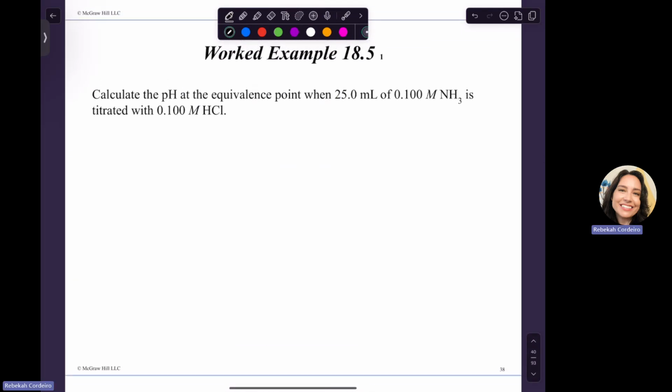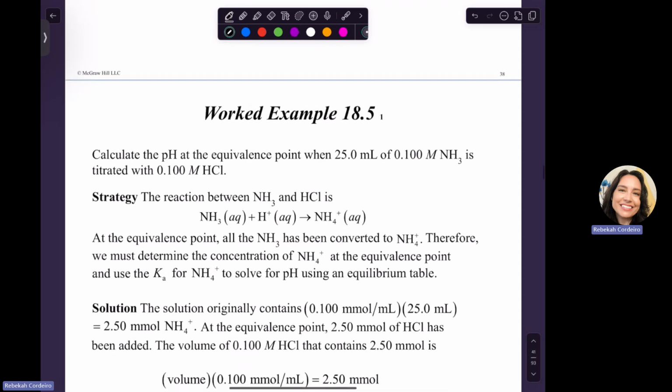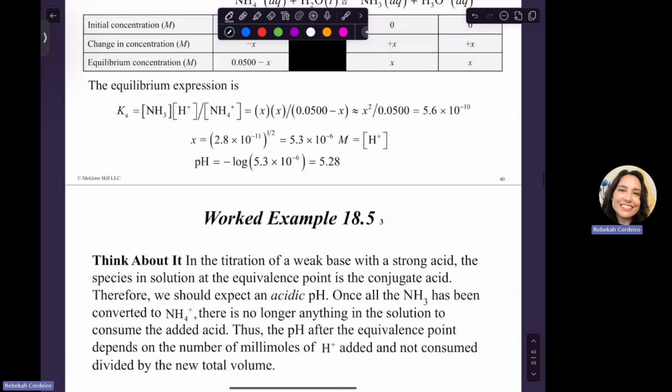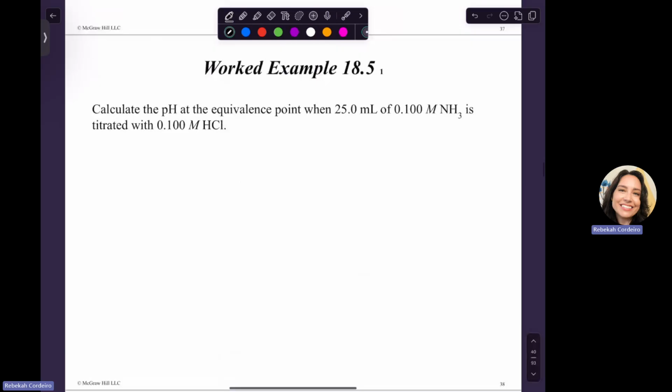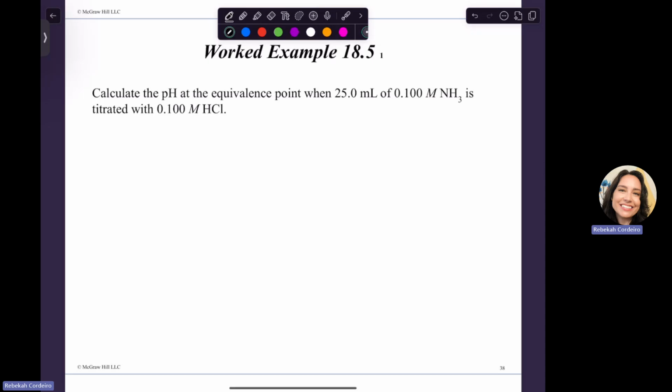Why don't we try this one? Actually, let's leave this one for class. So if you want to try it, you can. I'm going to pull this out and we're going to look at it in class only. So if you want to try it for class, go ahead. But I'm going to do the explanation of it in class.